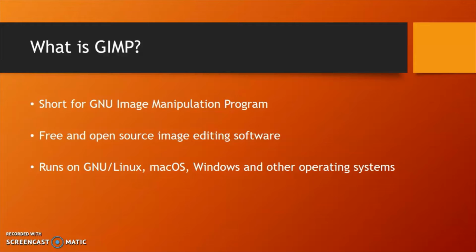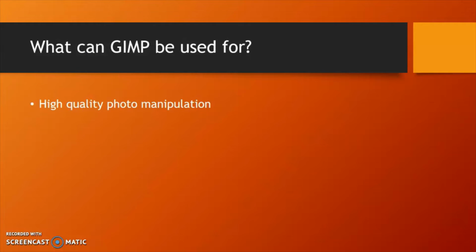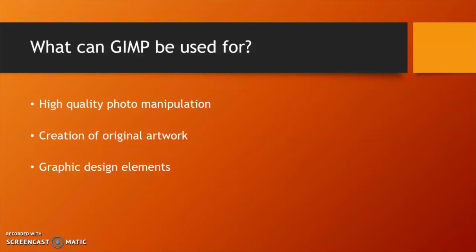So you might be wondering at this point, who exactly uses GIMP and what can GIMP be used for? GIMP can be used for a number of different things. It can be used for the creation or manipulation of high quality photos. You can create original artwork, and you can use GIMP to produce graphic design elements such as logos and other desktop publishing items.